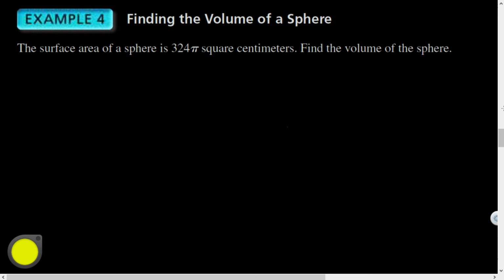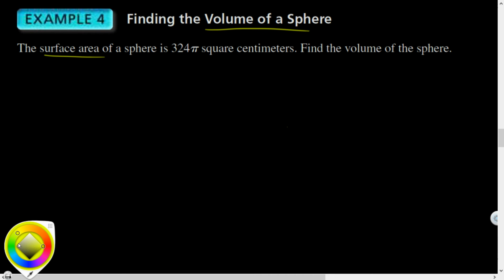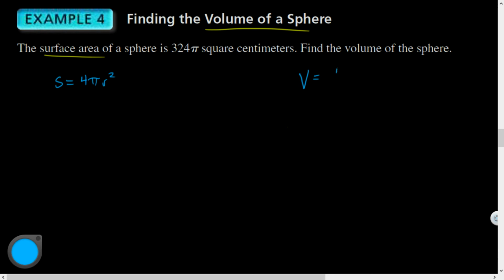So, surface area. Check this out. All right, I want volume. They gave me surface area. So I'm going to use two formulas here, gentlemen. Surface area is 4 pi r squared, and volume is 4/3 pi r cubed. And you guys are going to have these memorized for the test on Tuesday.